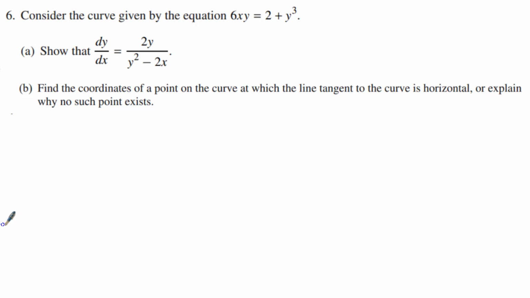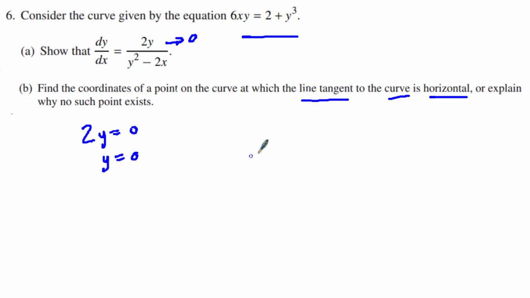Let's go to B. B says find the coordinates of a point, if they exist, where the line tangent to the curve is horizontal. So what am I going to do if the line tangent to the curve is horizontal? I'm going to take the numerator and set my numerator equal to 0, aren't I? So 2y is equal to 0, which means y is equal to 0.